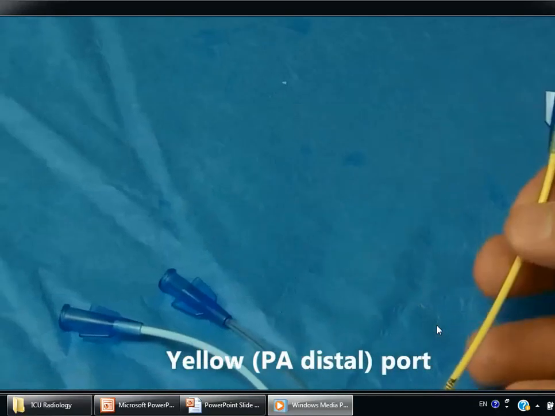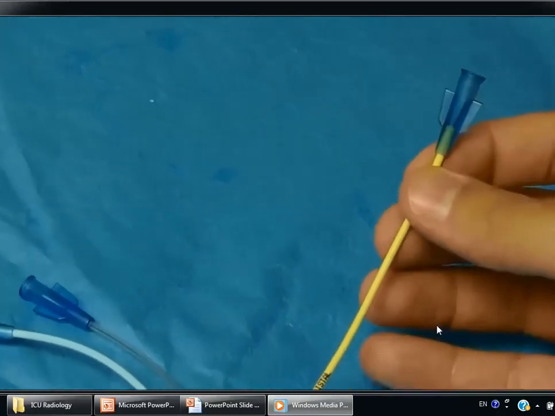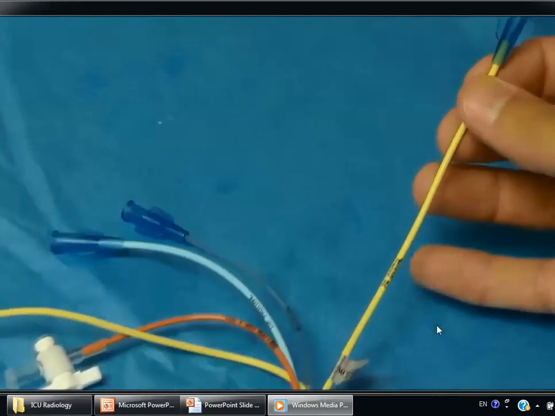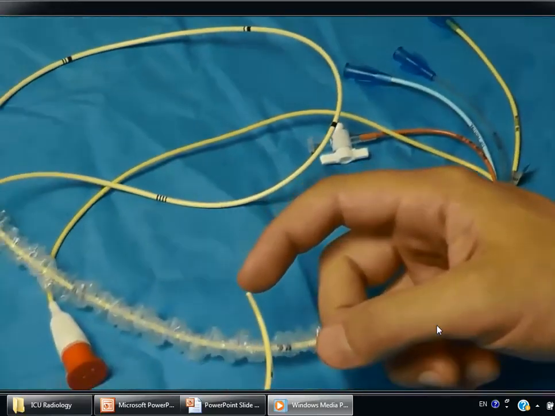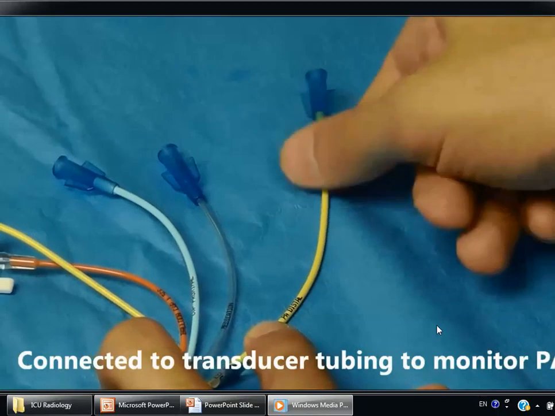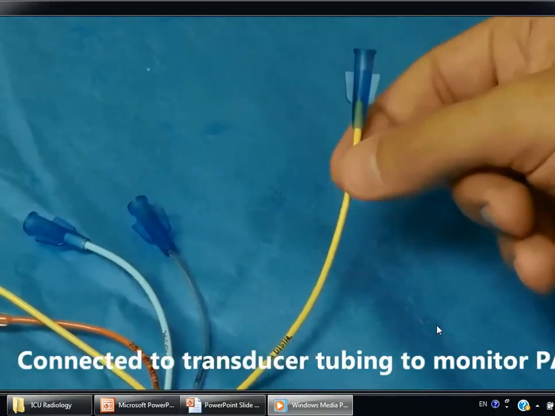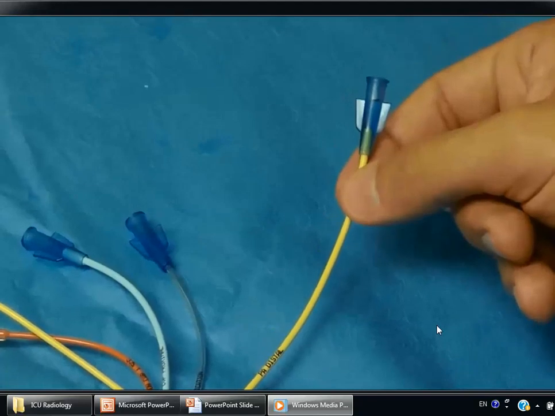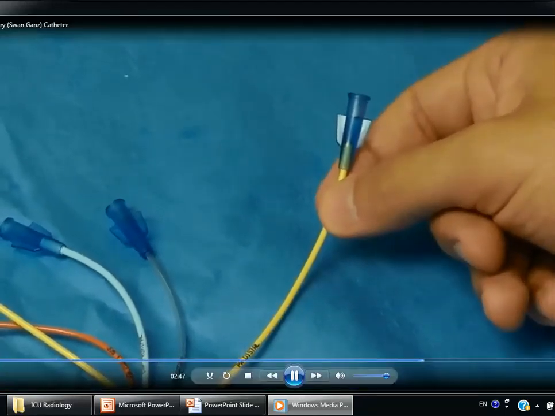The yellow port is always called the PA distal port. And what this means is this lumen here goes all the way to the distal tip of this catheter. The connection to this yellow port is you're going to connect transducer tubing, and the purpose of that is you're going to use that to monitor pulmonary artery pressure and wedge pressure.